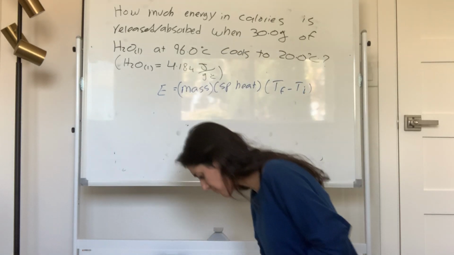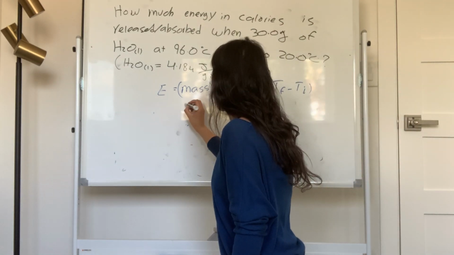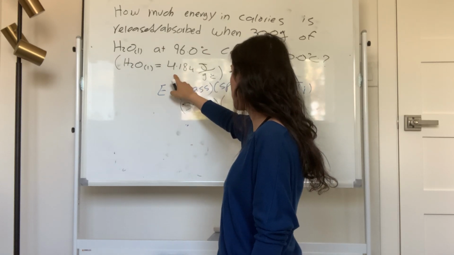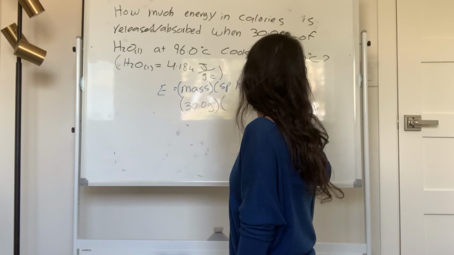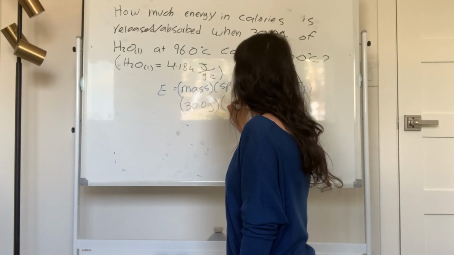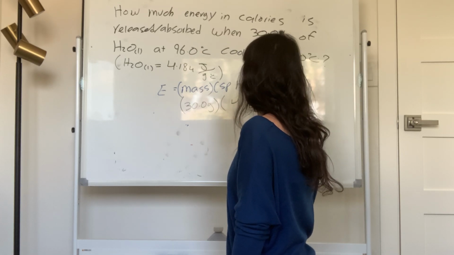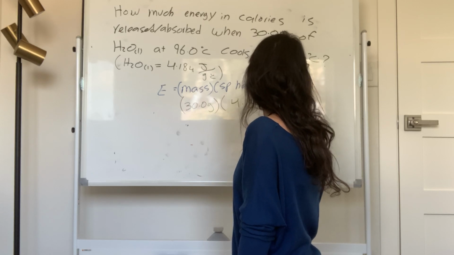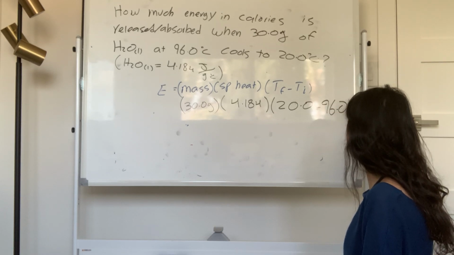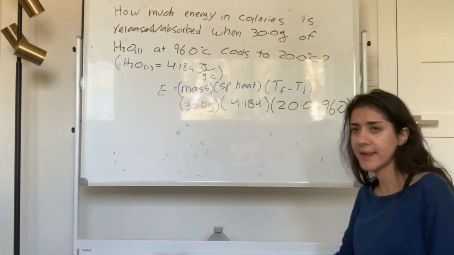Then I'm just going to plug it in. Is mass given to me? Yep. I have 30.0 grams of water. Specific heat of water liquid, because it's liquid. How do I know it's liquid? Because it's at 96 degrees, so it's liquid. Is 4.184, and my T final is 20, and my T initial is 96. And the units are all okay. I have degrees Celsius, I have grams, and that's what I want.